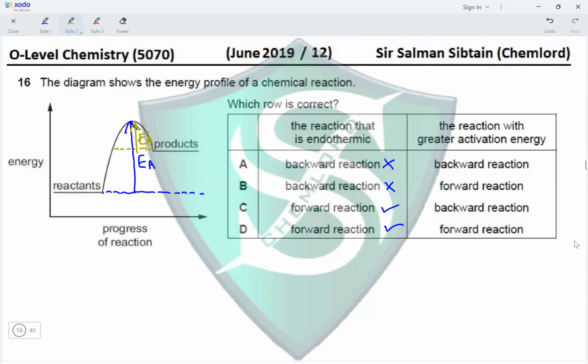It says the reaction with the greater activation energy. So we can see that the reaction with the greater activation energy is the forward reaction. Option C says backward reaction, so C gets eliminated. Option D says forward reaction. So option D is the correct option for this question.